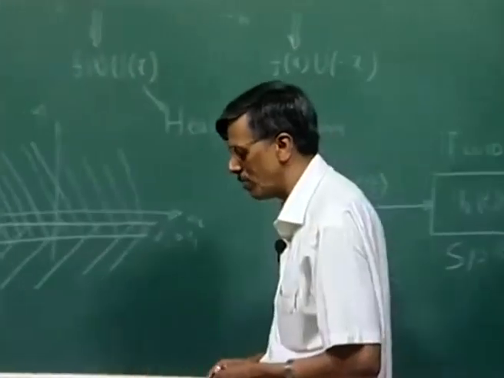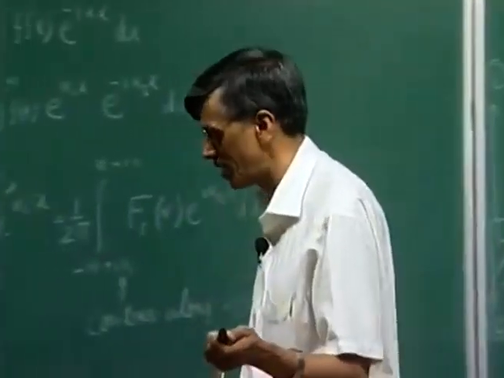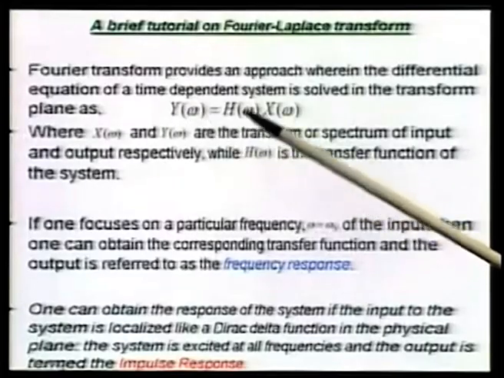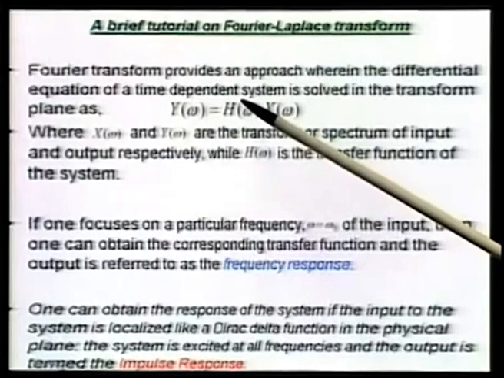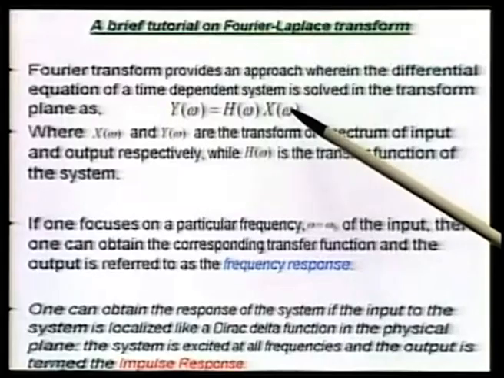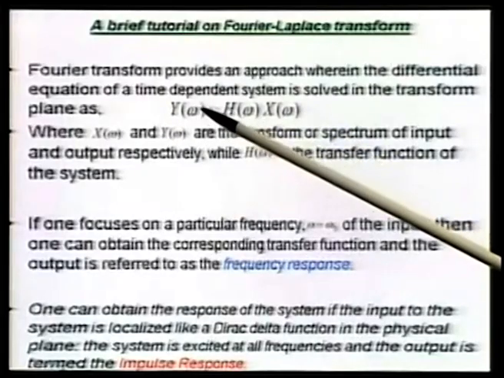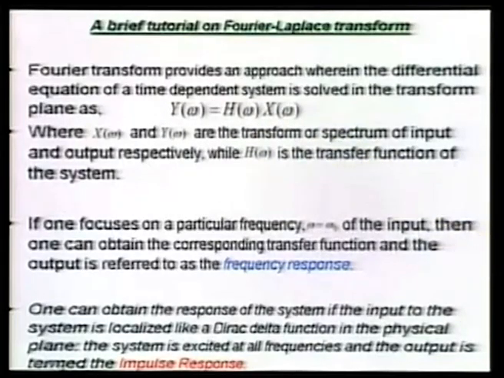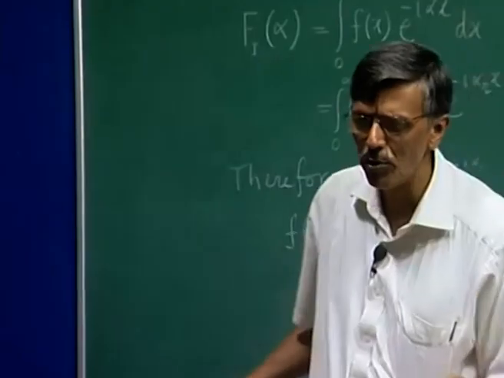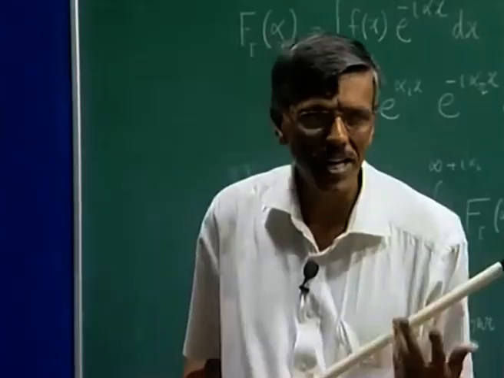What happens in Fourier Laplace transform theory, or the Fourier transform theory itself, what we would show is that the output is nothing but the product of this transfer function in the omega space multiplied by the input spectrum. So, the output spectrum is a convolution of the input spectrum and the transfer function of the system, right. Now, there are two ways of looking at this.